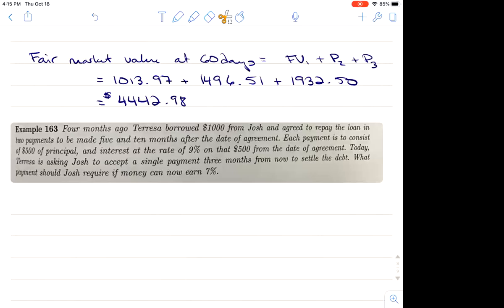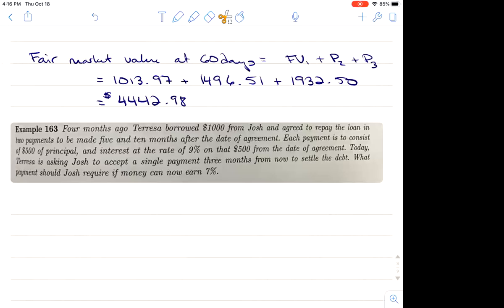Today, Teresa's asking Josh to accept a single payment 3 months from now to settle the debt. And then what payment should Josh require if money can now earn 7%? So now the interest rate has changed, right? So the interest rate went from 9% to 7%.